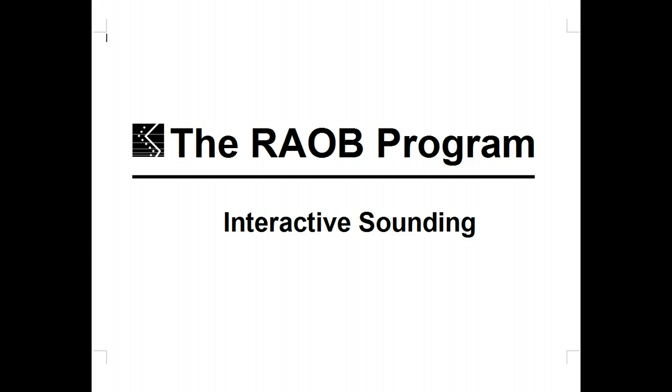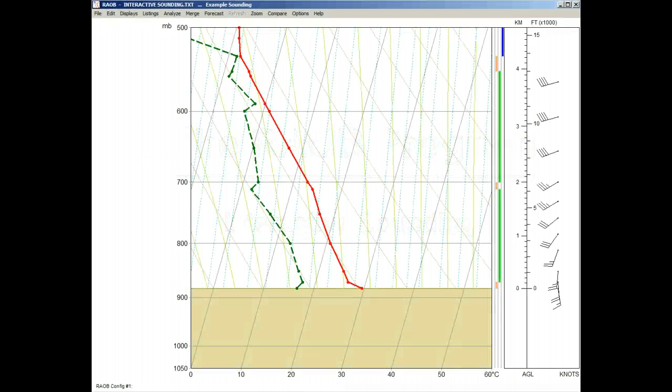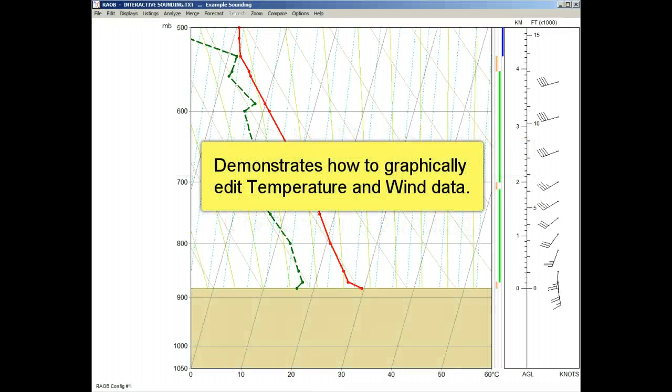Welcome to the RAOB program's interactive sounding. All examples shown in this video require use of the optional Photograph and Interactive Program module. This video demonstrates how you can use the mouse to interactively change temperatures and winds.